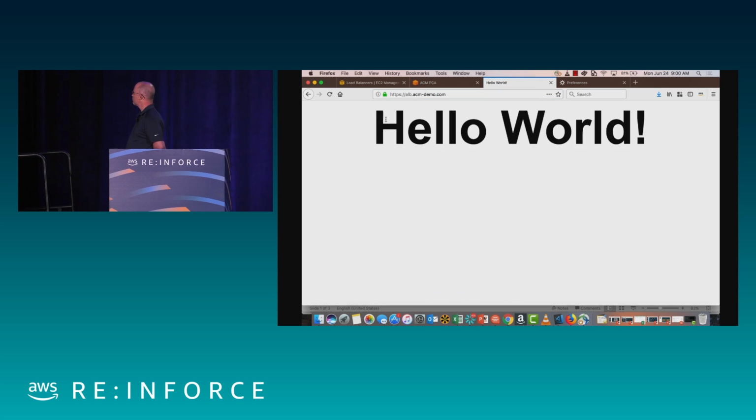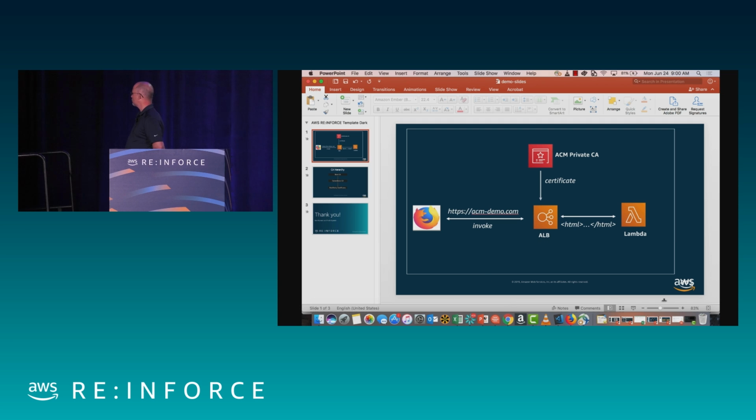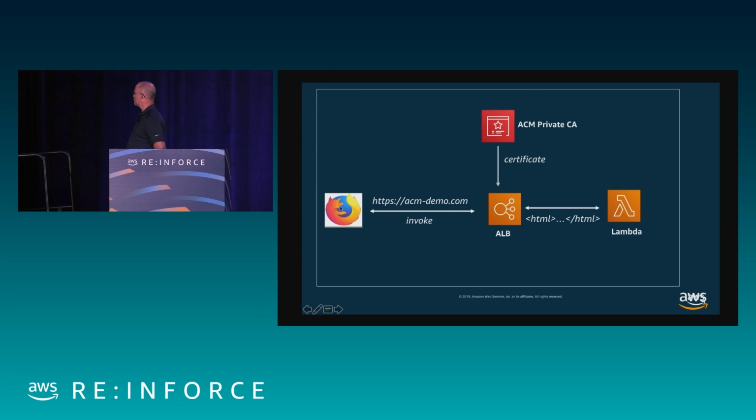There you go. So you can see here that there's a trusted lock icon, and this private domain is trusted by the browser, which means that the private certificate is valid and trusted. And you can see the hello world has been given back by the Lambda function and relayed all the way back to the Firefox browser.